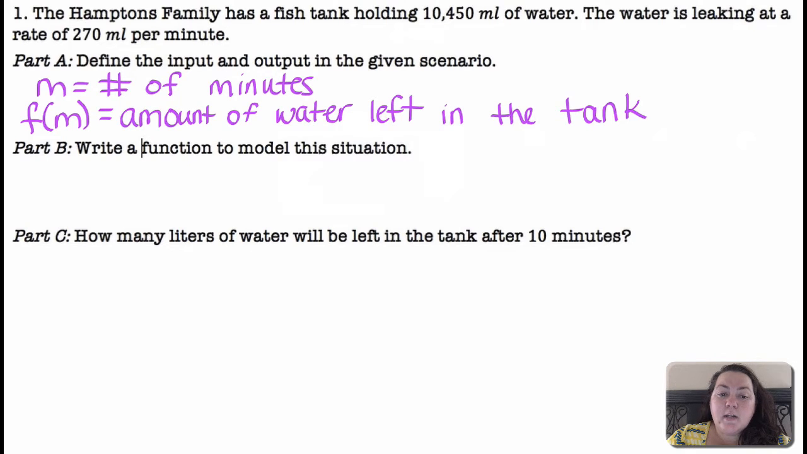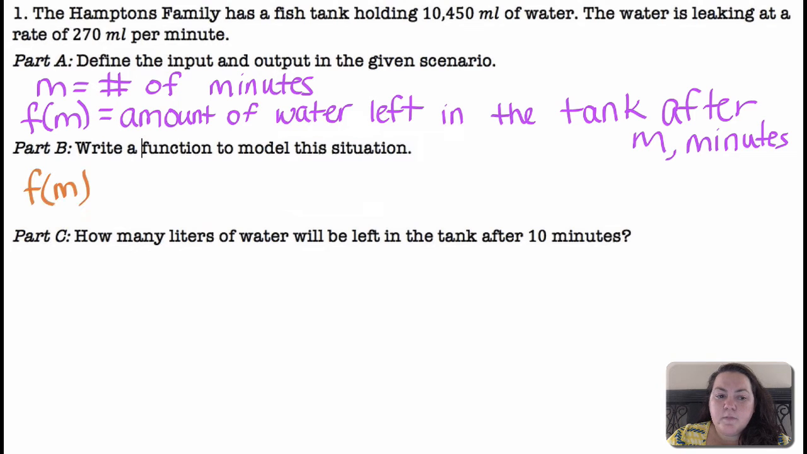All right, well, m is going to be the number of minutes. And then f of m will be the amount of water left in the tank after m minutes. Okay, so m is my input, that's what I'm plugging in, and f of m is what I'm getting out, the amount of water that will be left. Write a function. So f of m, the amount of water that's going to be left in the tank after m minutes, I can get by doing 10,450, the amount of water I started with, minus 270 per minute, so times m. Okay, I'm subtracting because it's leaking, so it's coming out.